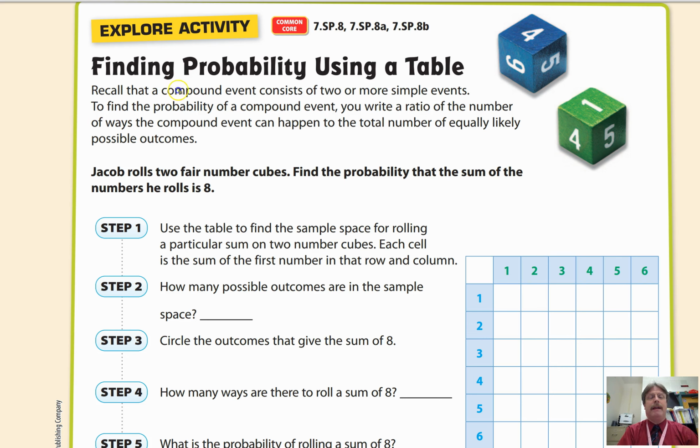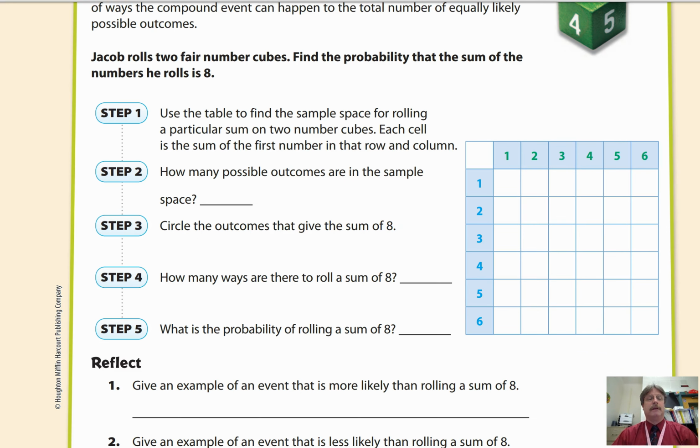Recall that a compound event consists of two or more simple events. To find that probability, you're going to write a ratio: the number of ways the compound event can happen to the total number of equally likely possible outcomes. So Jacob rolls two fair number cubes. Find the probability that the sum of the numbers he rolls is 8.